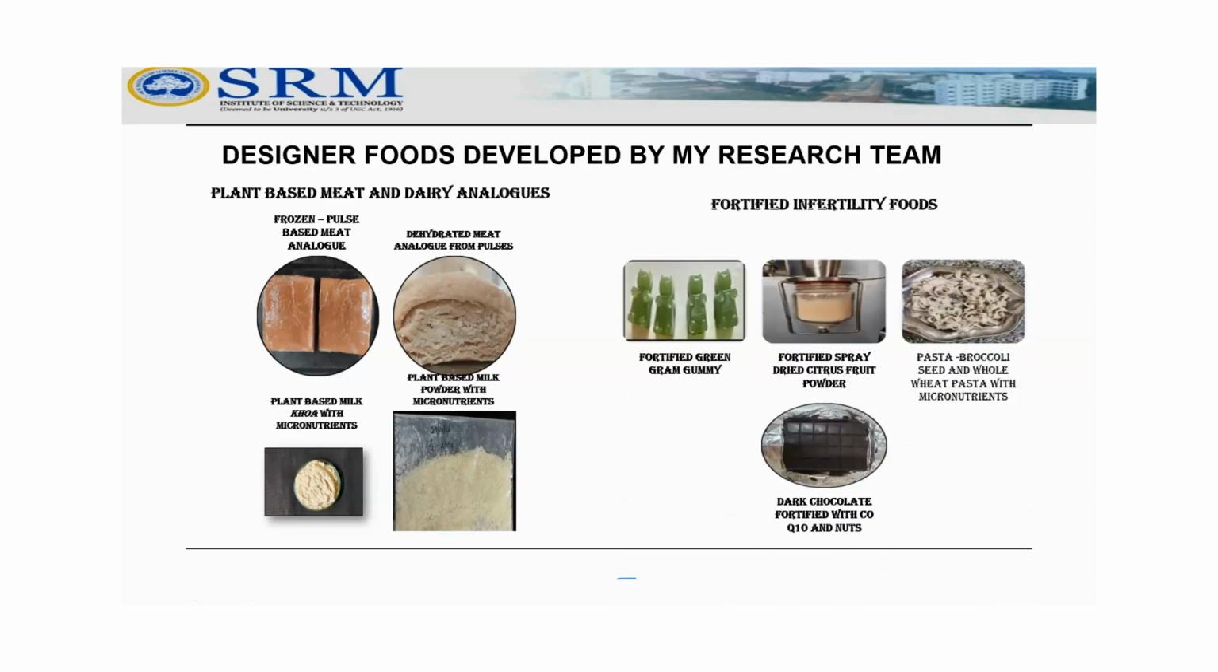Then fortified infertility products: a fortified green gummy, spray dried citrus fruit juices, pasta using broccoli seeds and whole wheat along with micronutrients. Then dark chocolate fortified with CoQ10 and nuts. These are all for the infertility group, people who plan to conceive or to have kids.